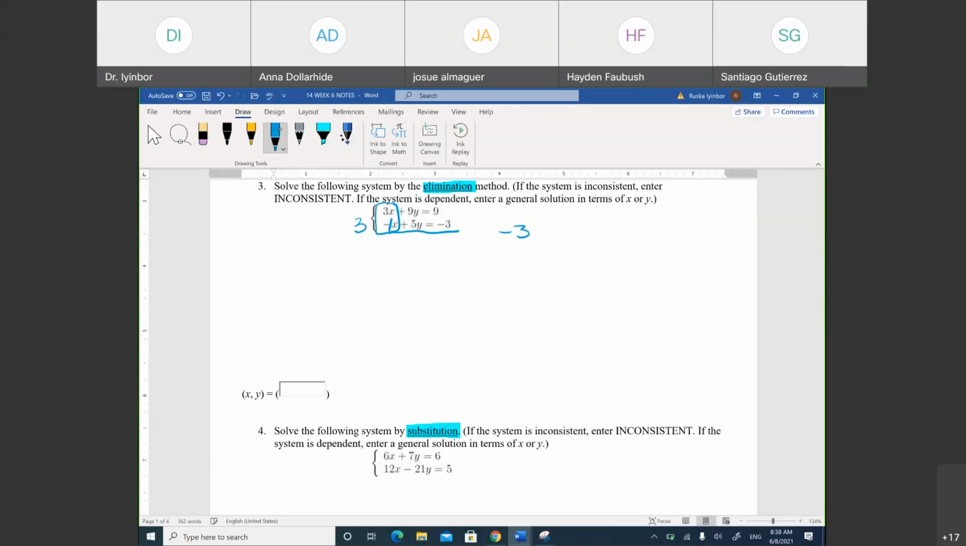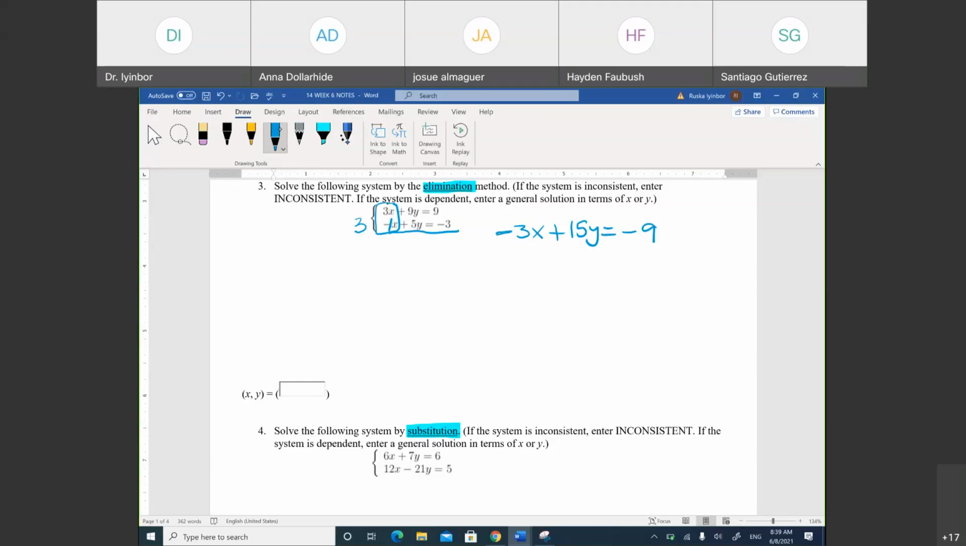3 times 5 is plus 15y equals, now what is 3 times -3? -9. So the second equation, you change it when you multiply by 3. It's still the same equation, but it's multiplied by 3, everything by 3. So when you multiply, make sure you multiply the whole equation so you don't change it.